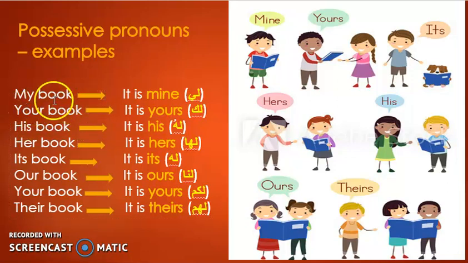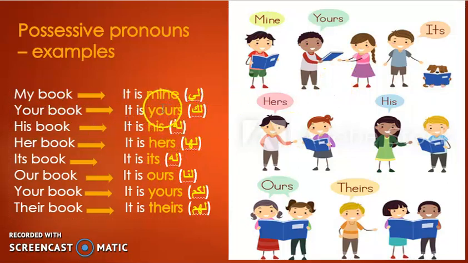So, my book, here as we said, this is the possessive adjective my, it becomes mine. My book, it is mine, لي. My becomes mine. Your becomes yours. Your book, it is yours, لك or لك.